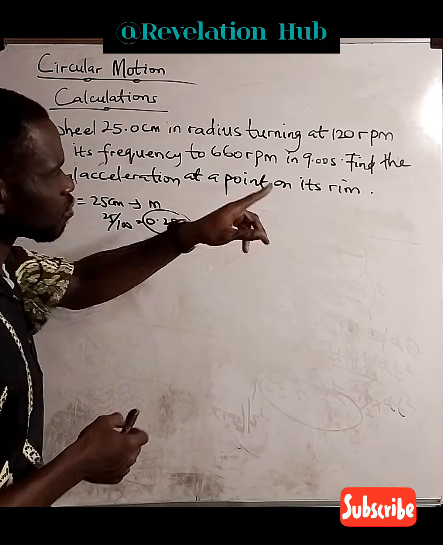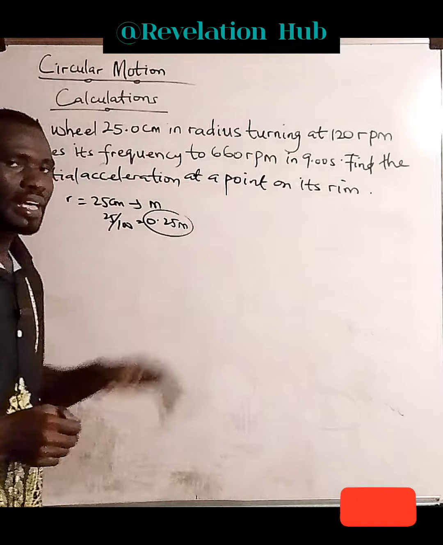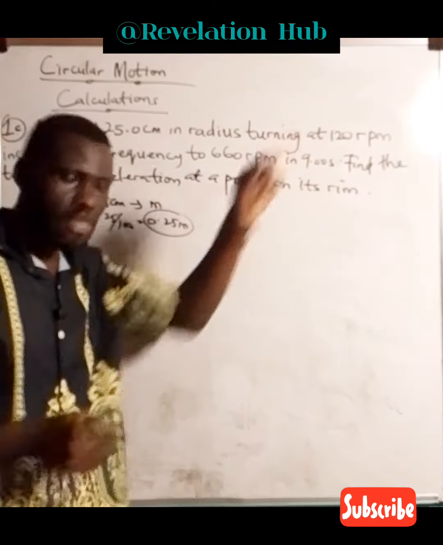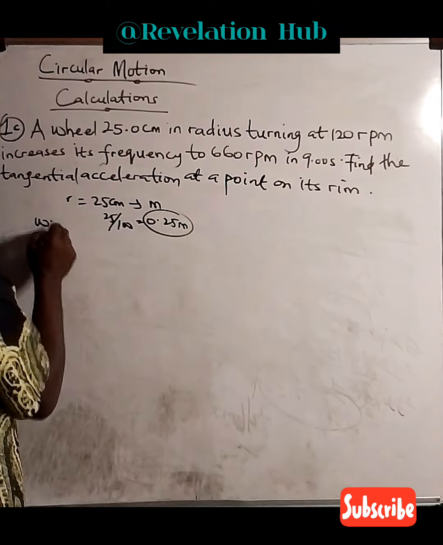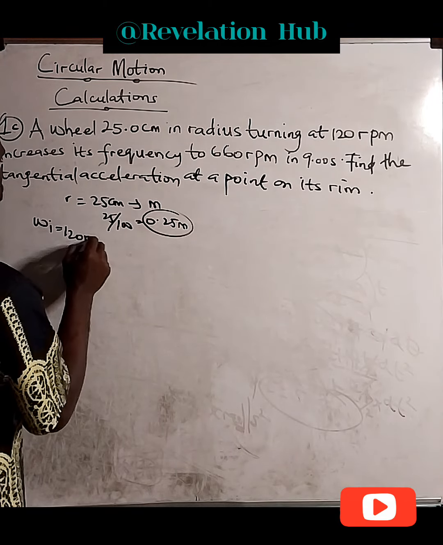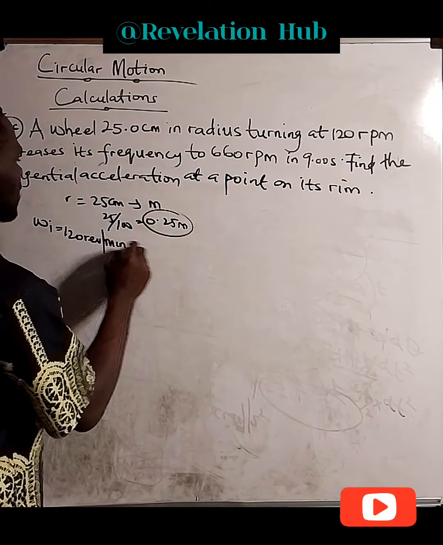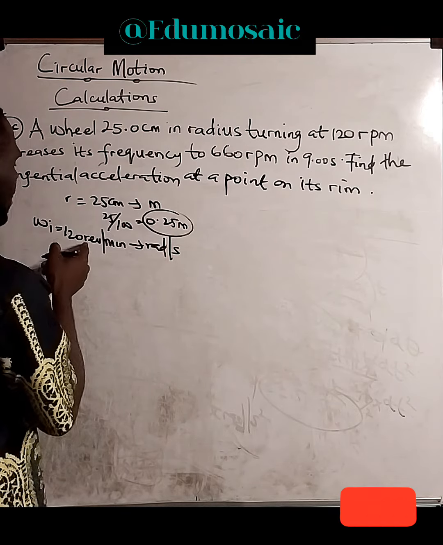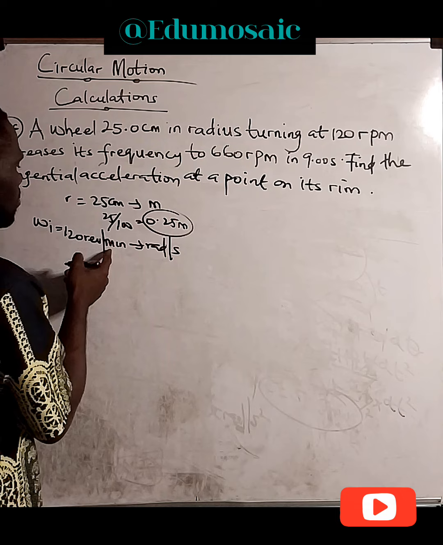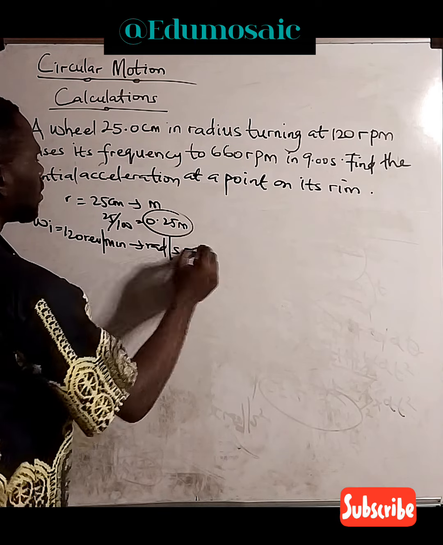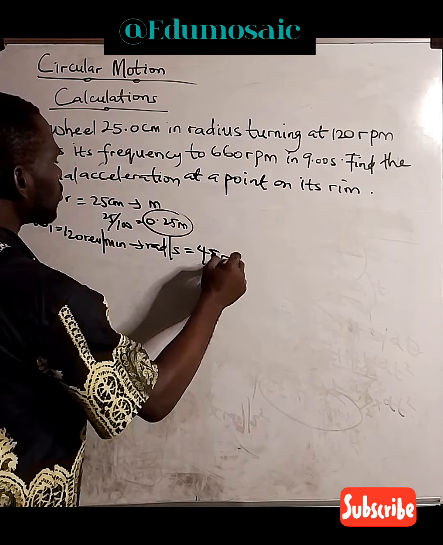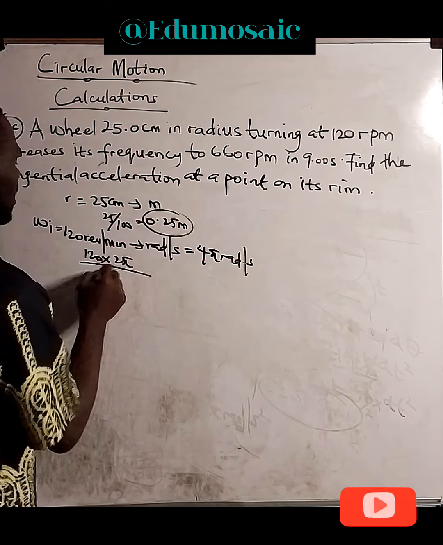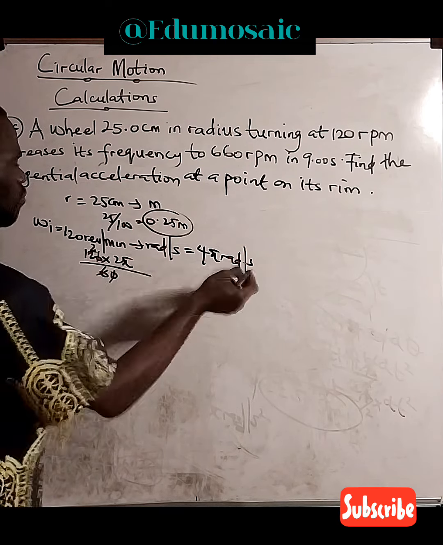Now, turning at 120 revolutions per minute. This 120 revolutions per minute is the initial angular speed. So the initial angular speed is 120 rev per minute. We move that to rad per second. How do we do that? 1 rev is 2 pi rad, so we multiply by 2 pi, and 60 seconds is 1 minute, so we divide by 60. Just 120 times 2 pi divided by 60. You end up having 4 pi rad per second.